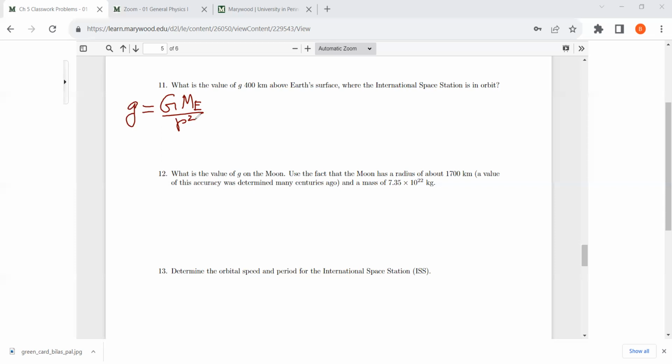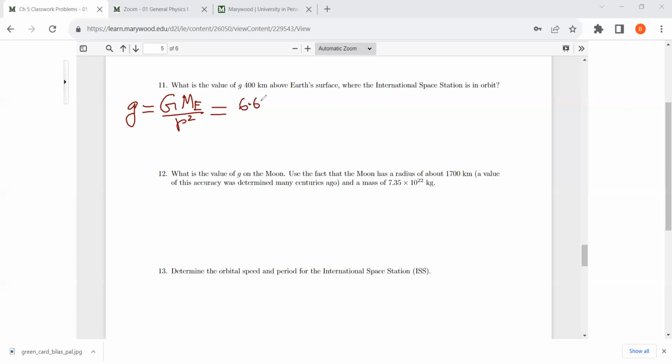Okay, it's not the radius. Remember that. If it is on the surface of Earth or on the surface of the planet, then you can use it as the radius. But because 400 kilometers is a significant number compared to the radius of the Earth, you have to be careful here.